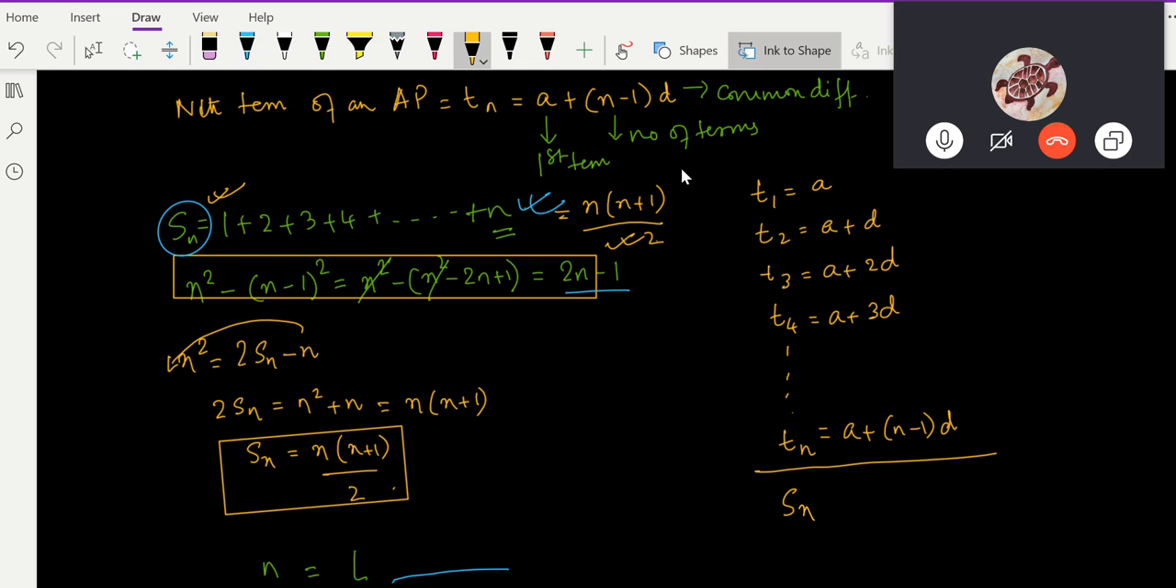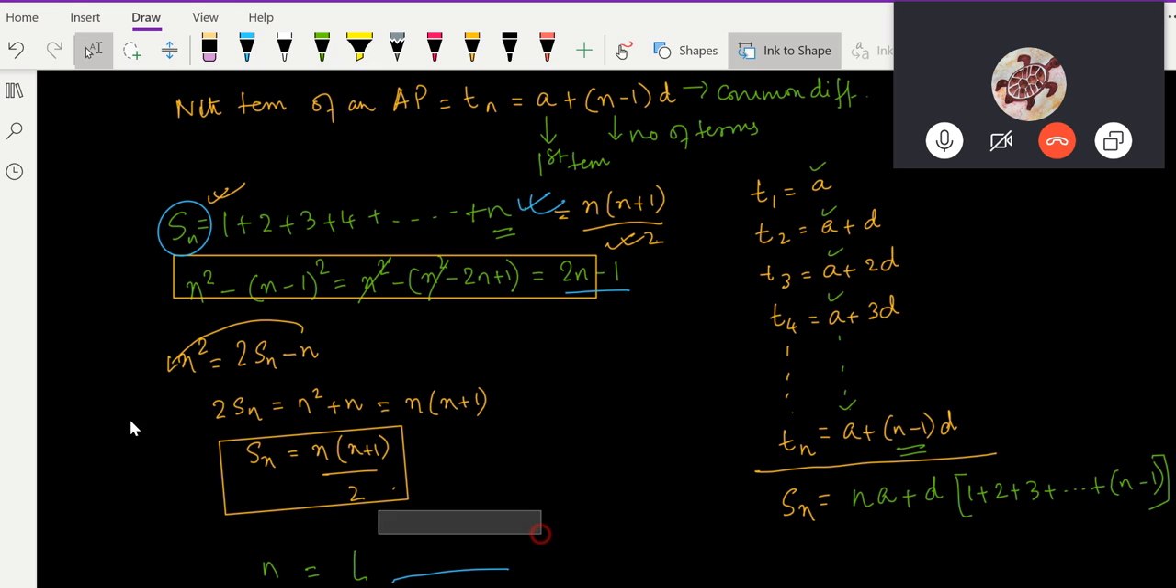So the sum of n terms here will be equal to, how many A's do we have? 1, 2, 3, 4, n. n A plus D I can take common. It is common for all terms, into 1 plus 2 plus 3 plus dot dot dot up to n minus 1, right? So therefore now we can write the sum of n terms of the series.